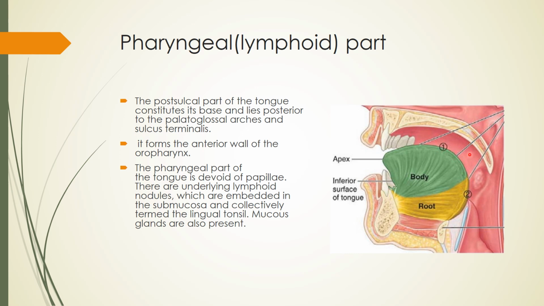Now posterior to the oral cavity, this part is the pharynx. Above the hard and soft palate, this is the nasopharynx, and below that, behind the oral cavity, this part is called the oropharynx. This is the posterior part of the pharynx, and you can see the anterior boundary is formed by the pharyngeal part of the tongue. This pharyngeal part of the tongue is devoid of papillae, and there are aggregates of lymphoid tissue embedded in the submucosa, and they are collectively called lingual tonsils.